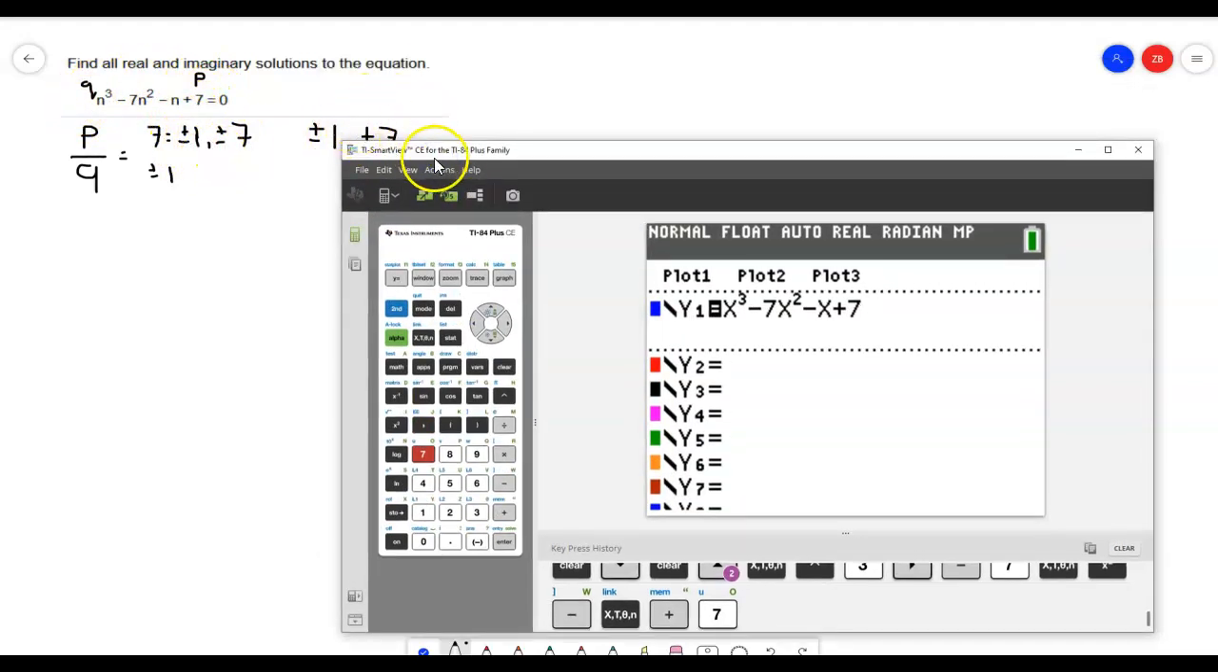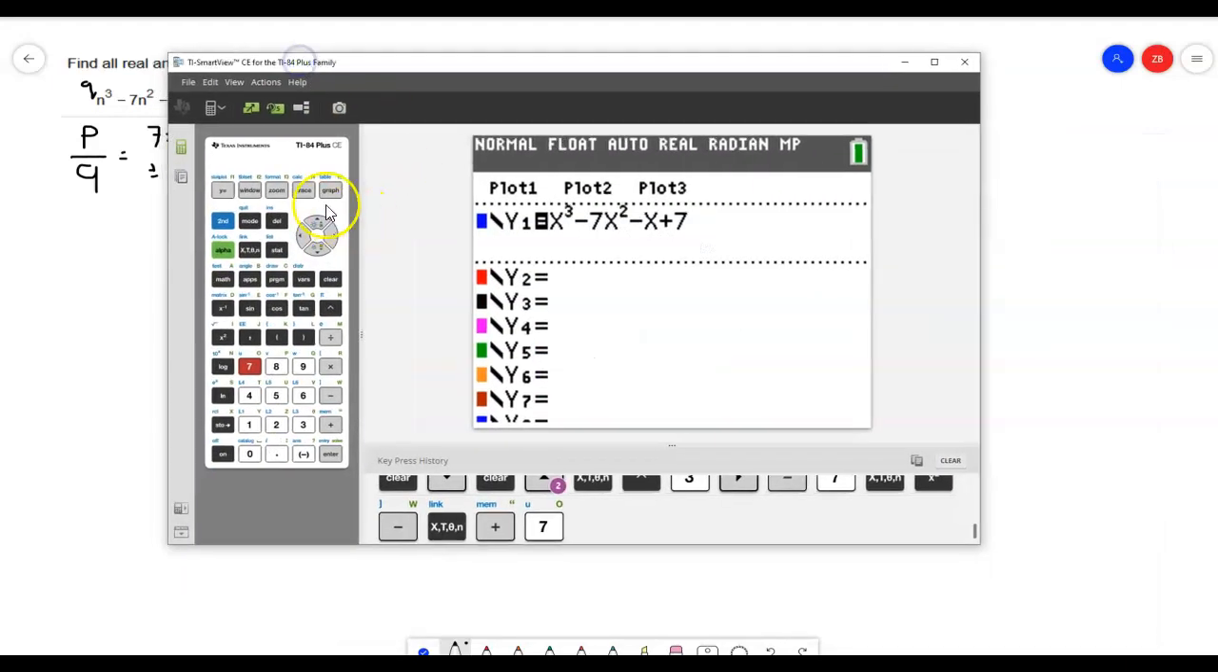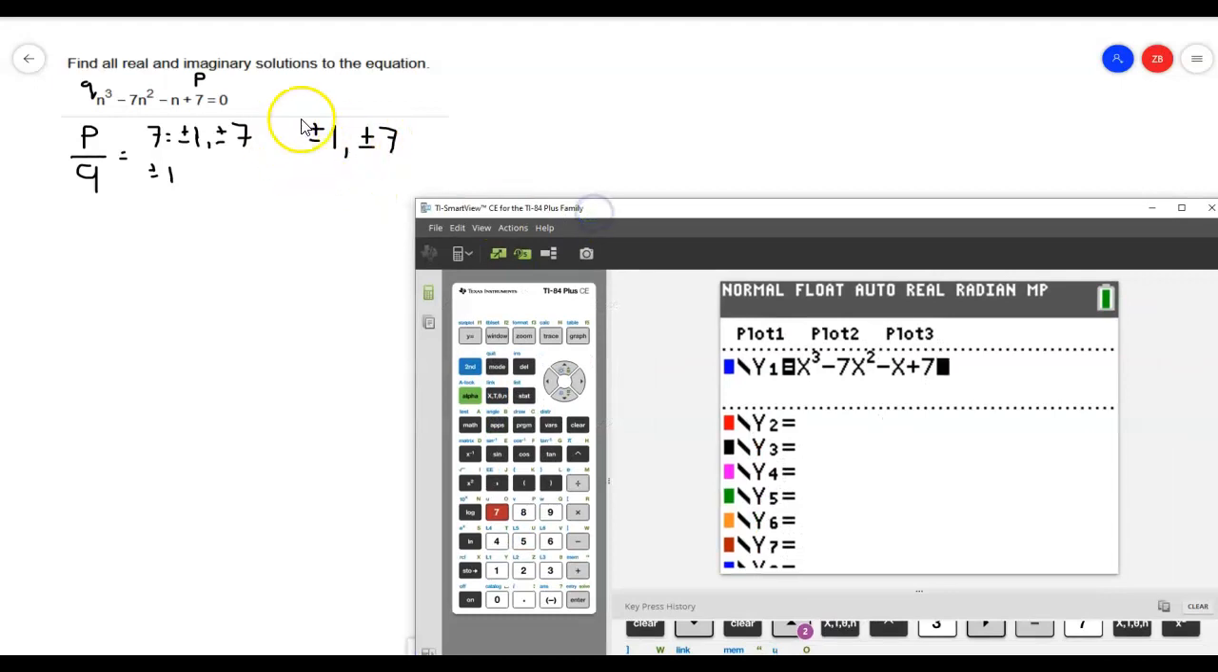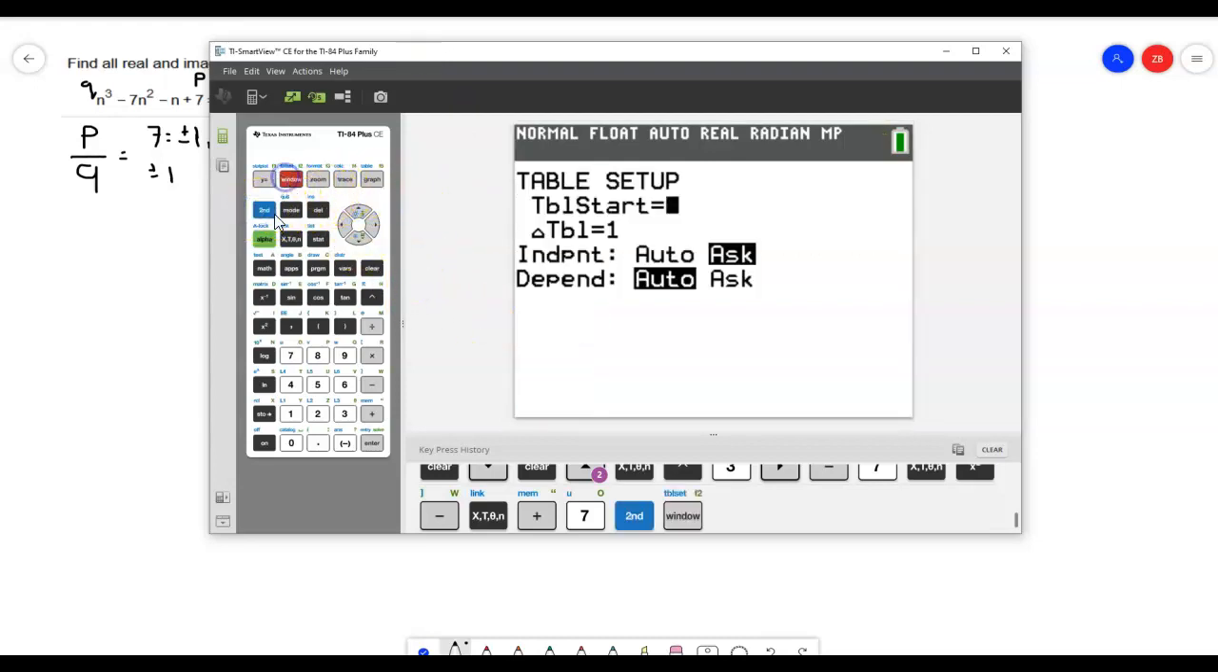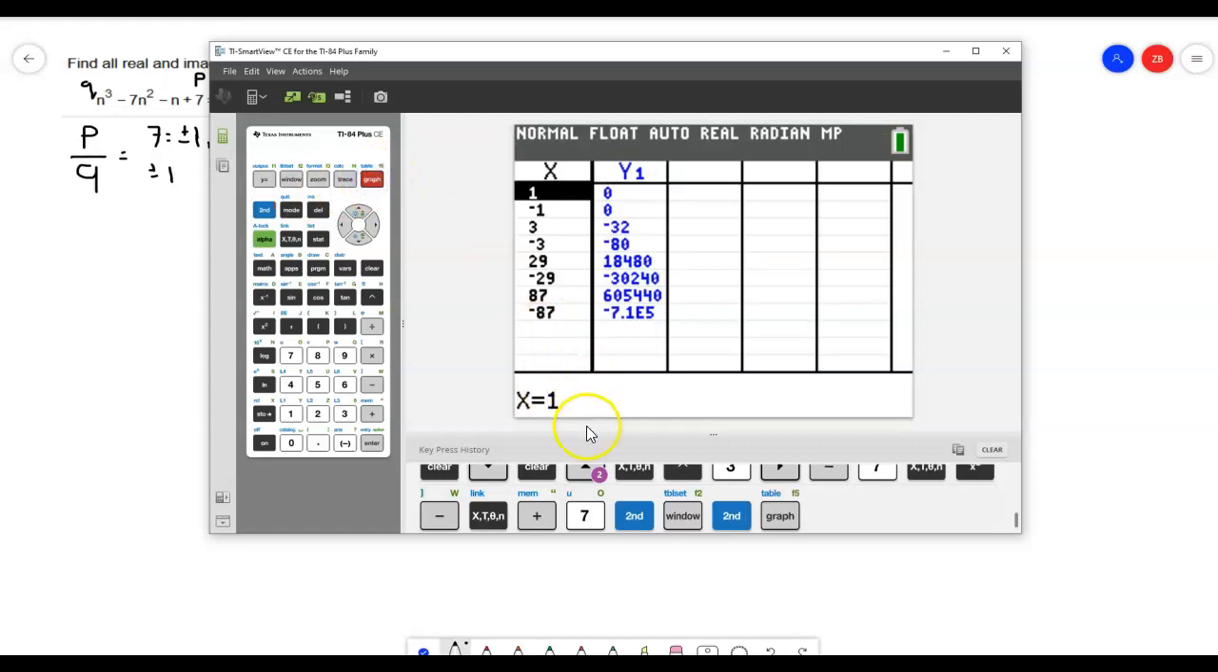So remember, if we put a value in here, if we evaluate this function at one of these values and we get a 0, that means that that value is a root of our function. And I'm going to try those 4 values here. So 1, -1, 7, and -7. And I'm going to do that simply with the table. So make sure I go to second window, that's my table set. Make sure my independent, that's my x variable, says ask, and my y variable, my dependent, says auto. So that looks good. So I'm going to go to second graph, which is my table.